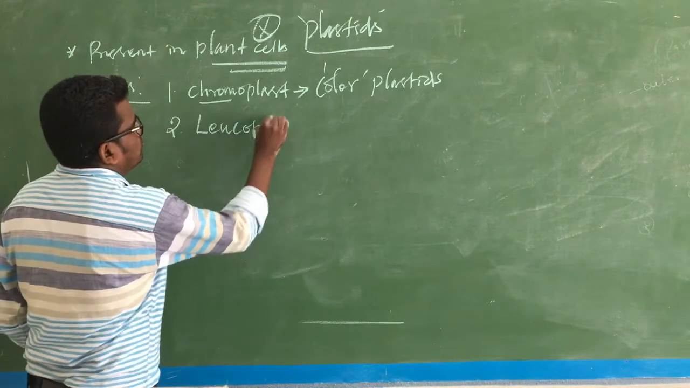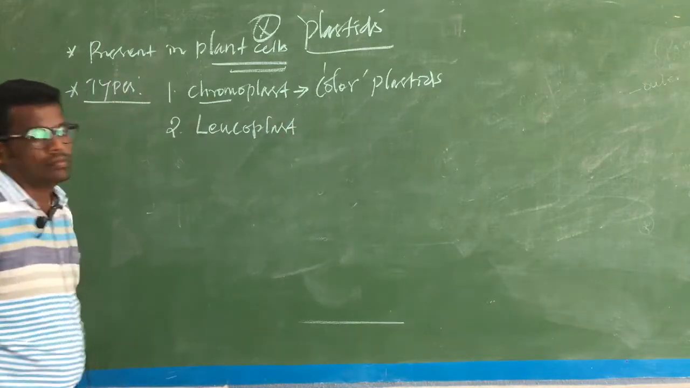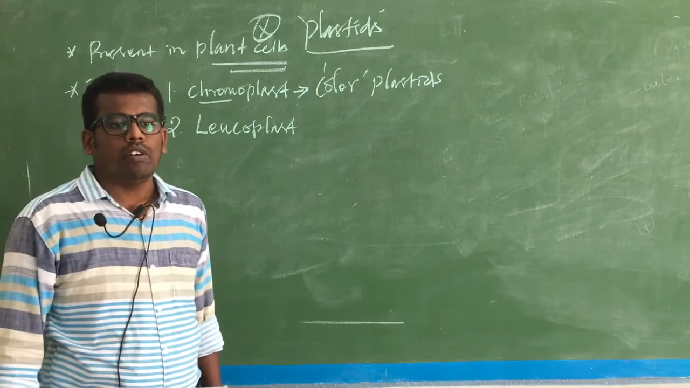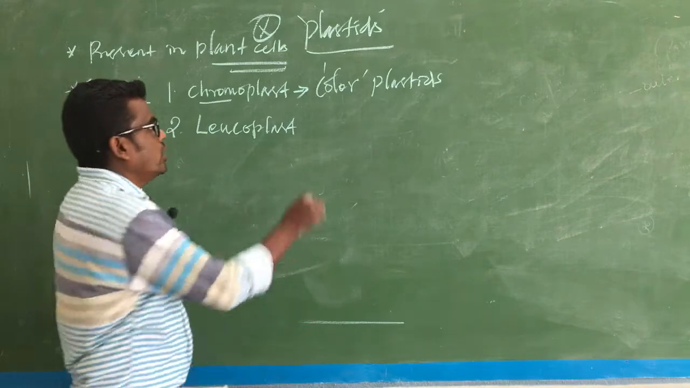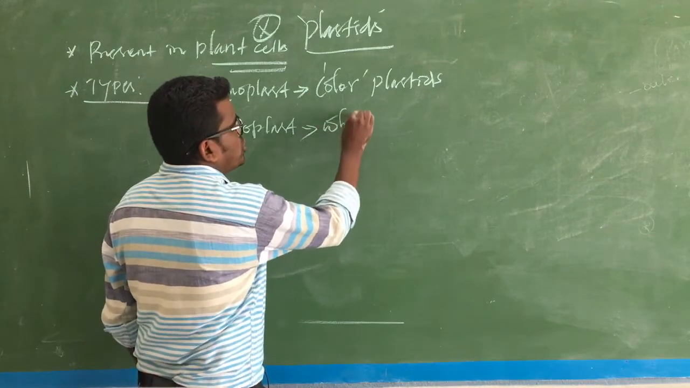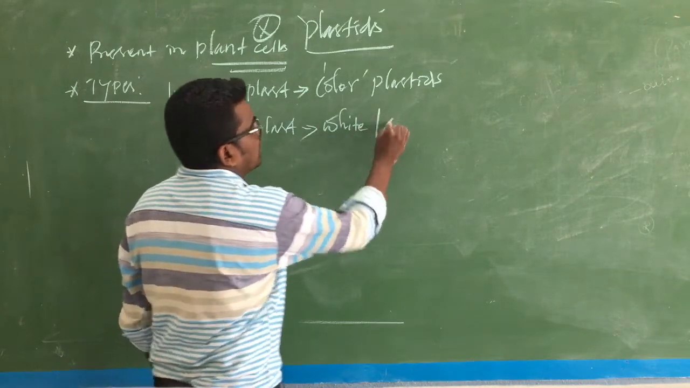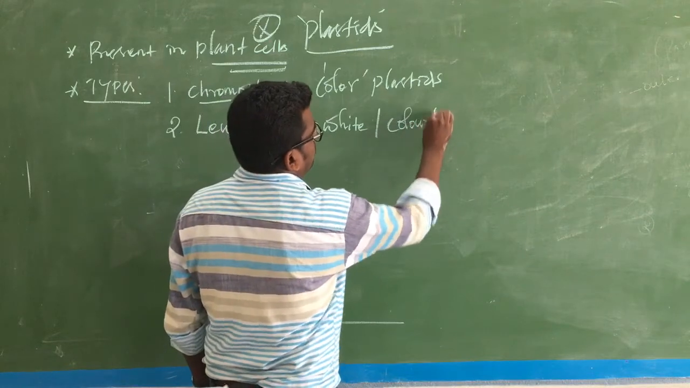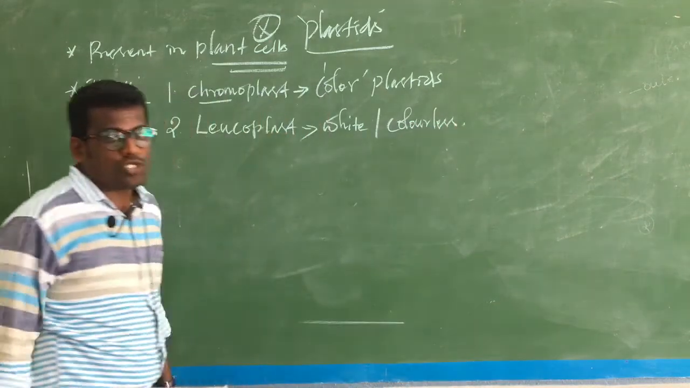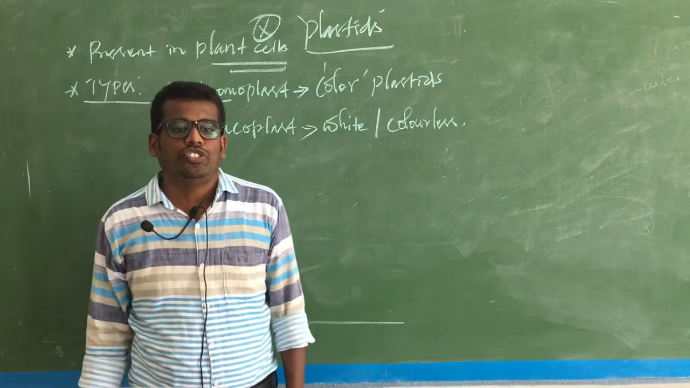Another one is leucoplast. Leucoplast is one of the plastids. It may be white or colorless.